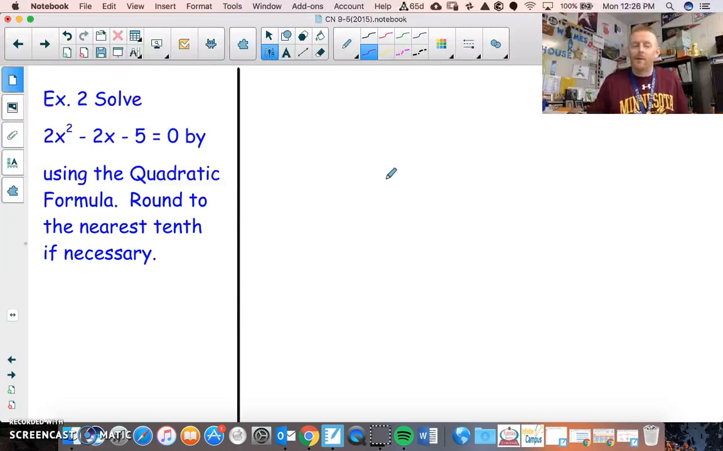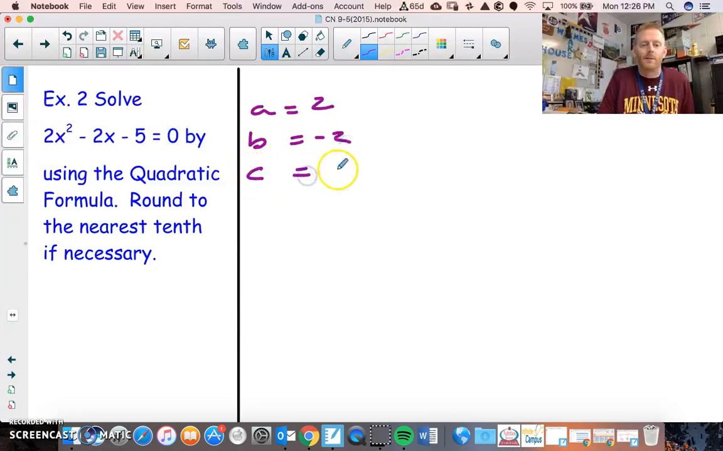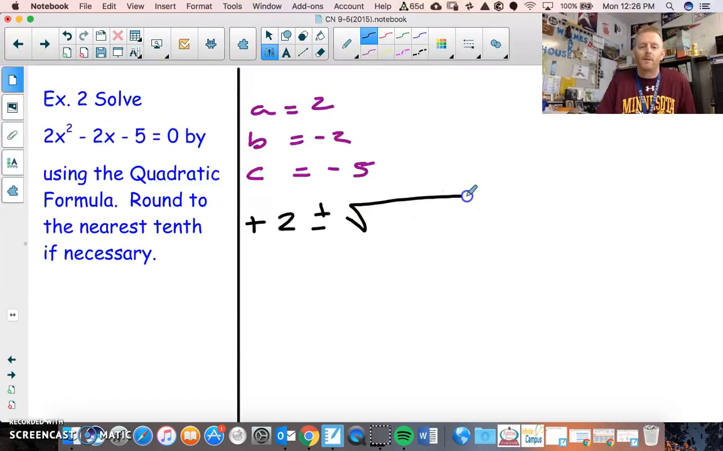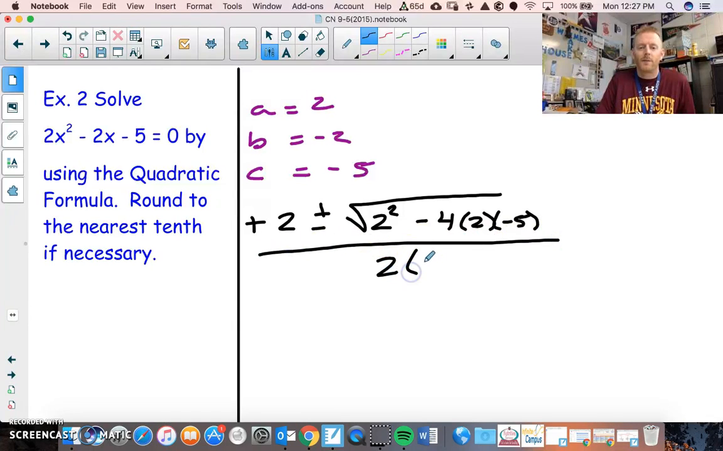Now here's another one. We'll do the exact same thing like we did on the previous problem. We have a is equal to 2, b is equal to -2, c is equal to -5. I think it makes it a little bit easier if you just name what those things are and then plug things into the quadratic. So the opposite of b turns into a +2 plus or minus the square root of 2 squared minus 4 times a times c, all over 2 times a.